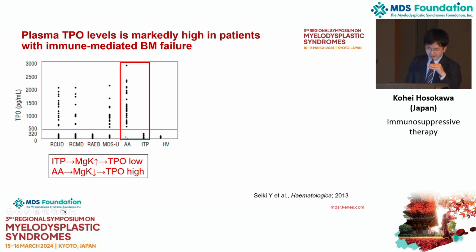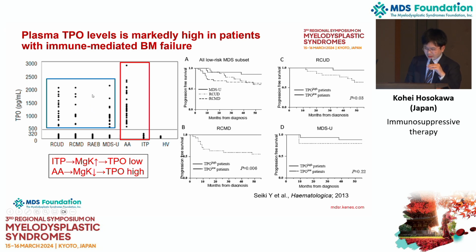So how about MDS? When we checked many patients with MDS, there were some patients with higher TPO levels, but the higher TPO levels were not detected in patients with AML. If we divide the MDS patients into high TPO levels and low TPO levels and look at survival, the TPO-high patients tend to have a higher response rate to immunosuppressive therapy and also better overall survival. So we think that high plasma TPO levels are associated with immune pathophysiology.